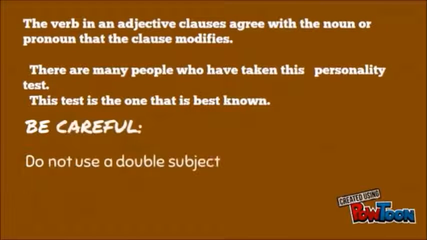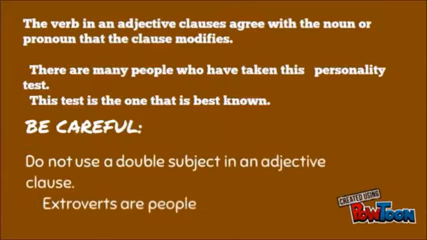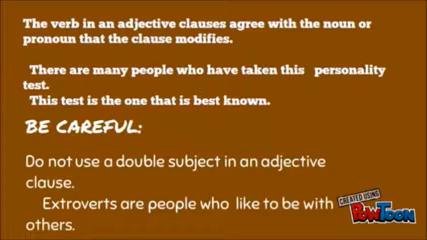We also need to be careful: we cannot use a double subject in an adjective clause. For example, extroverts are people who like to be with others. We are not allowed to use "they" in between who and like because there is only one subject in an adjective clause.